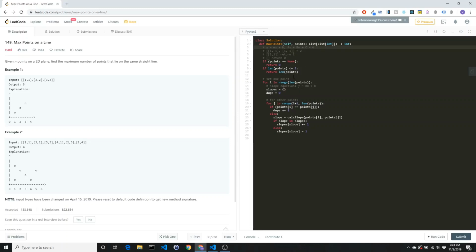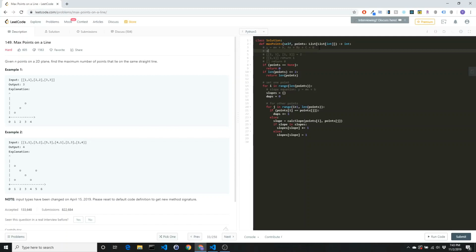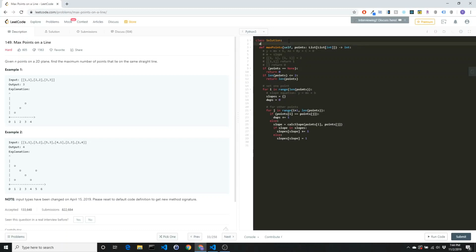But we're going to do a little trick such that we don't care about this entire equation, but only its m, just the slope. And then we'll show you why we only care about that and why that will work. So let's define a function called calculate slope, which is going to take in point 1 and point 2.